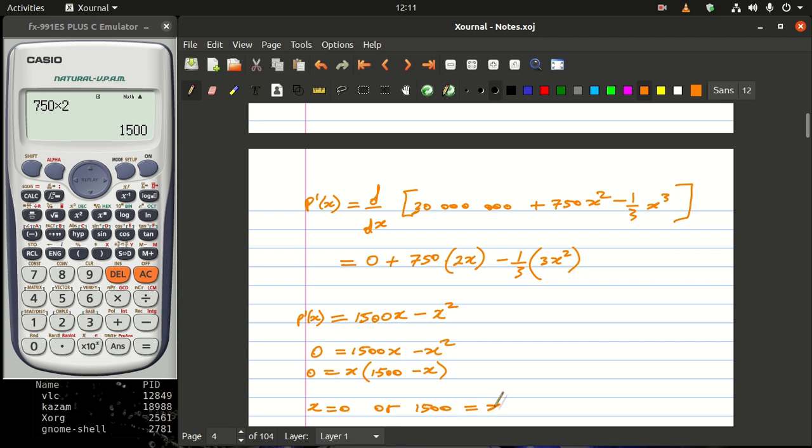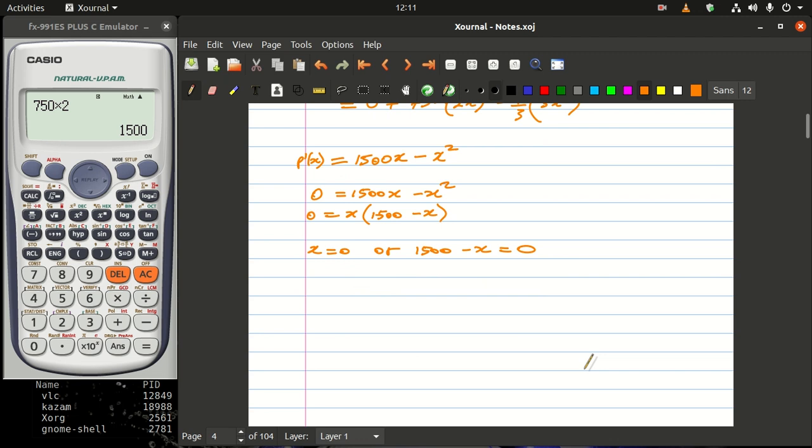1500 minus x is equal to 0, which means we are landing on x is equal to 0, or, taking x to the other side, 1500 is equal to x. So I have x is equal to 0, and I have x is equal to 1500. Now when we have these two things, you find out that these are the x coordinates.